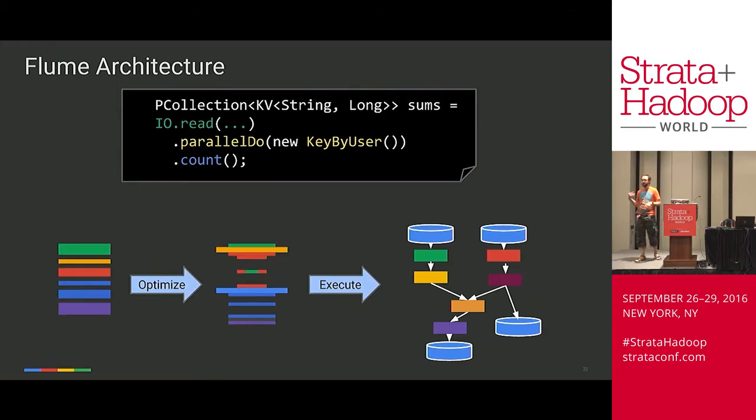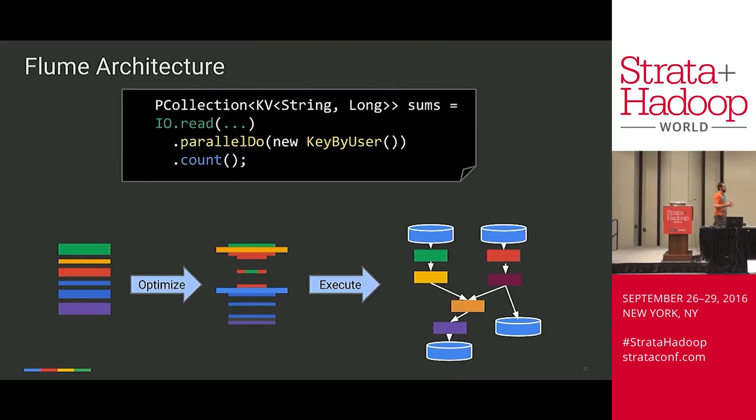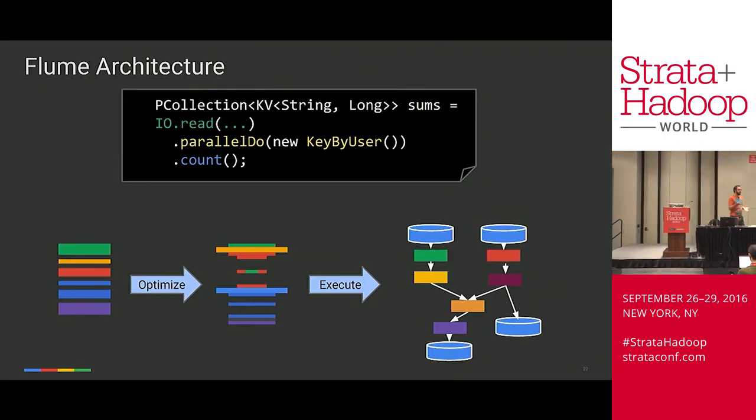It'd run through this optimizer, which is very much like the optimizers that, say, databases have used forever. And it would generate a physical execution plan, and it could do smart things to optimize your pipeline that would get it very close to or better than what hand-optimized MapReduces were doing. And then it would execute it as a sequence of MapReduces for you.